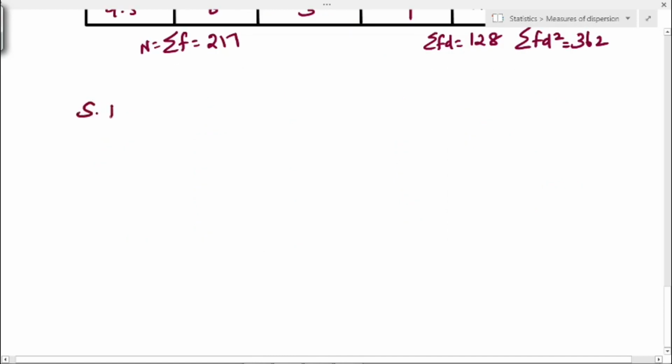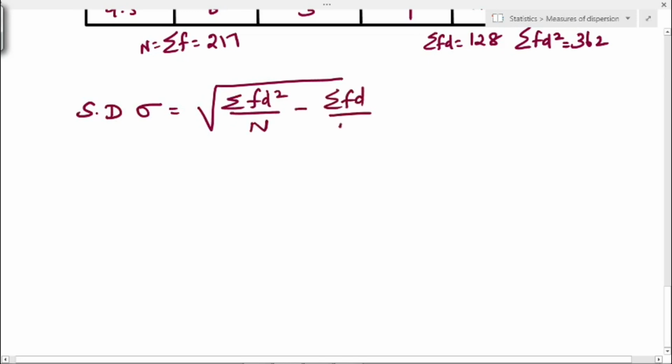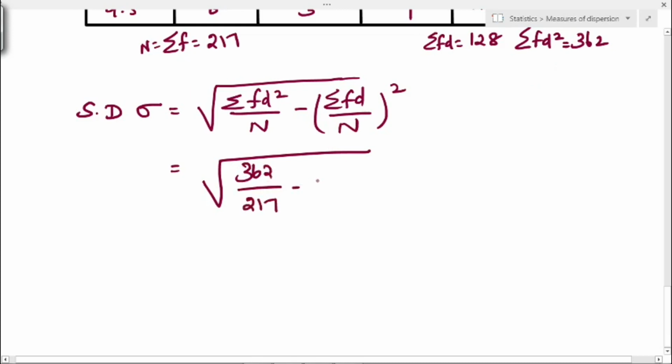So standard deviation, that is sigma, equal to square root of summation fd square divided by n minus summation fd by n the whole square. So this is the formula. So square root of summation fd square, that is 362 divided by summation f total, that is n, 217, minus summation fd value, that is 128 divided by n, 217, the whole square. Okay, simplify this.